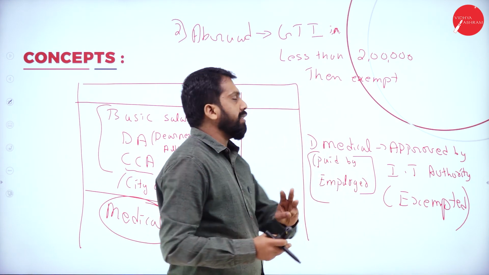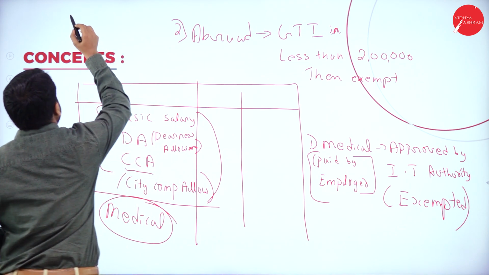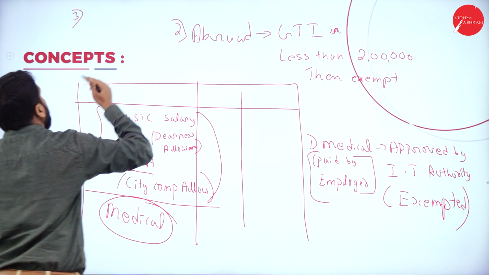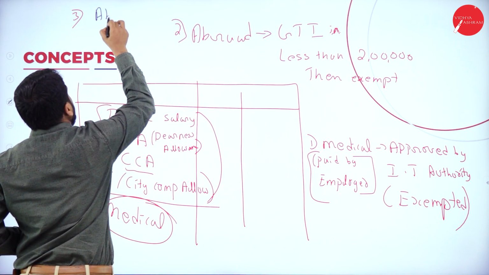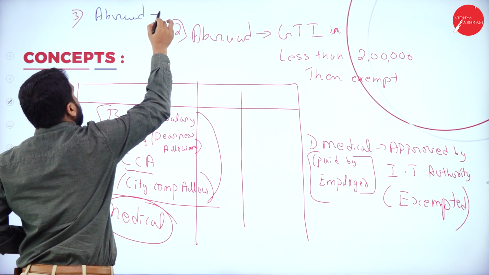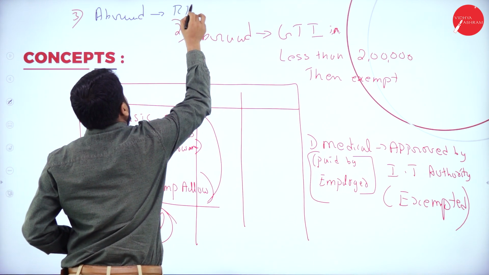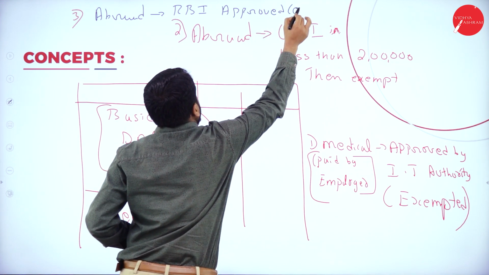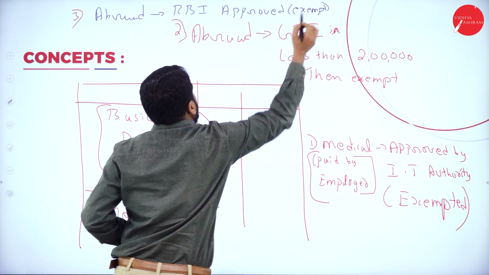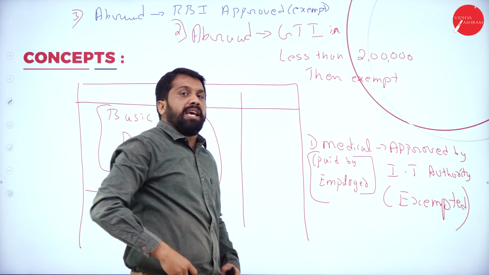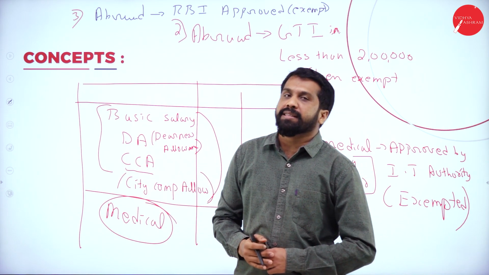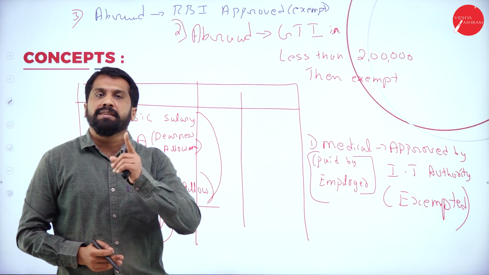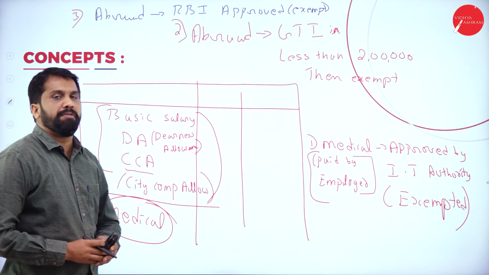Clear? And the third one, I don't have space here, so I am writing here. Again, abroad, if anything is RBI approved, then exempted. So anything abroad, allowances given, if RBI has approved that, then that is also exempted. Remember, if RBI approves, that is exempt. Clear? So these things you have to remember before doing this problem.